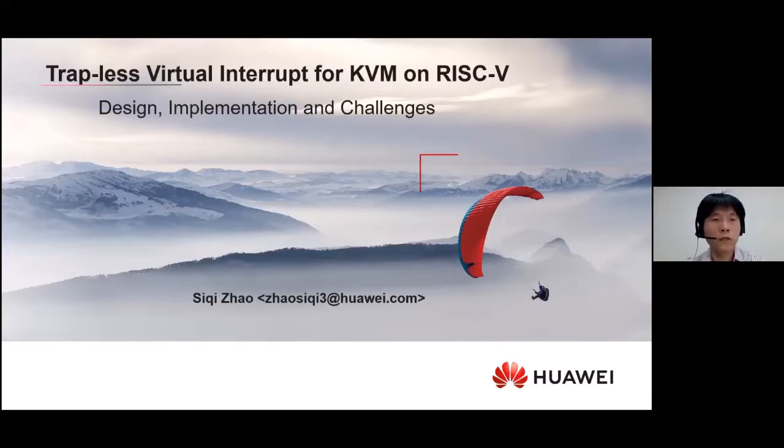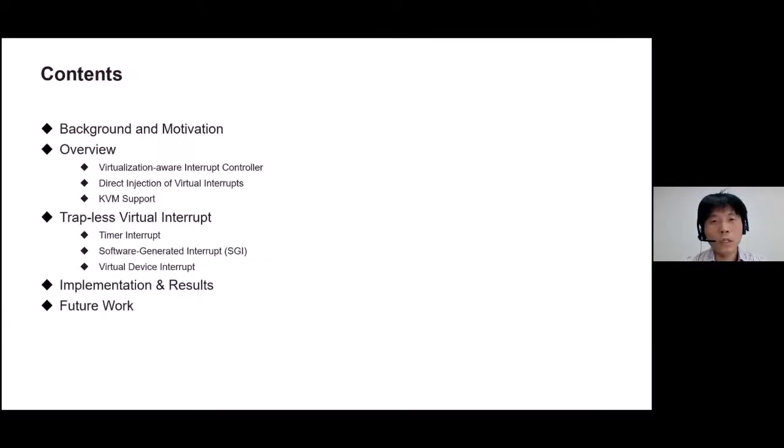keep improving virtual interrupts. In this presentation, I'll first provide some background information on how virtual interrupts are processed on the current RISC-V KVM architecture, to motivate our proposed improvements. Next, I'll talk in more detail about our improvement, which includes the design of a virtualization-aware interrupt controller and direct delivery of virtual interrupts to a vCPU. Next, I'll show you the detailed implementation in KVM to handle the various kinds of virtual interrupts and vCPU state changes. I'll also show you some performance results. Lastly, I'll briefly talk about some future work and directions.